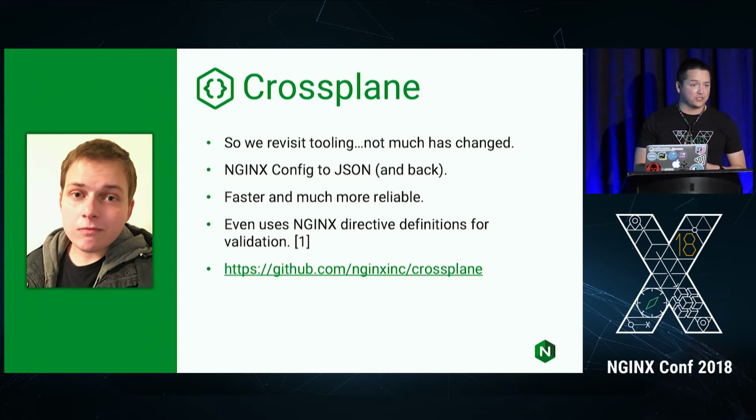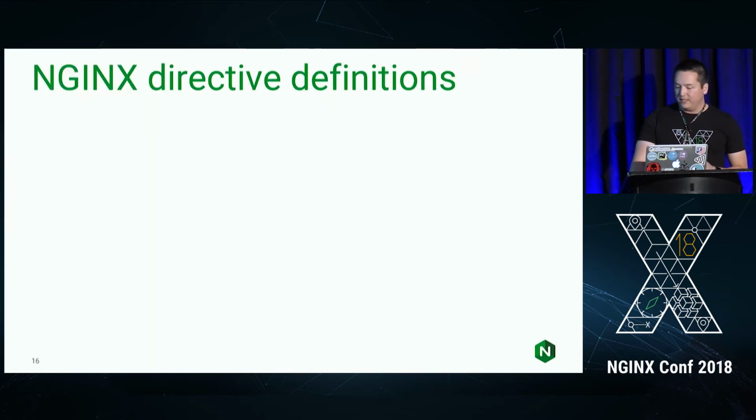But crossplane is an open source project. It's available on the NGINX GitHub. It has good documentation, and you can use it today for yourself. And there's a link there.